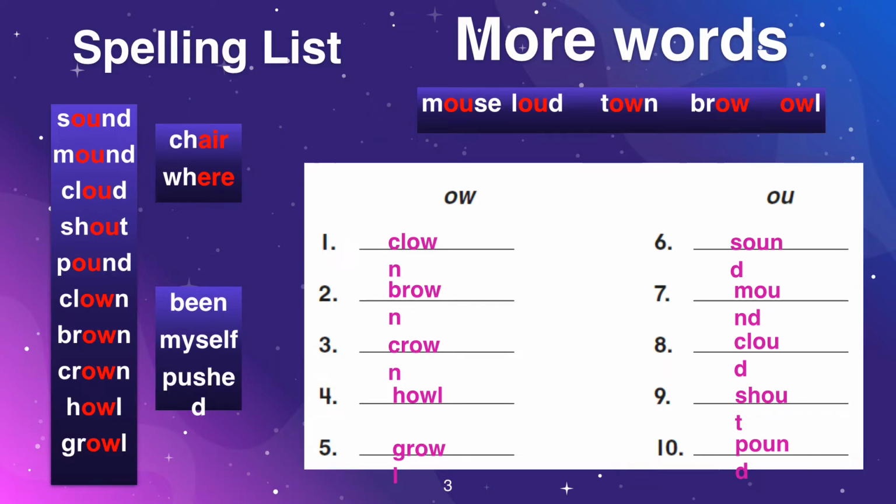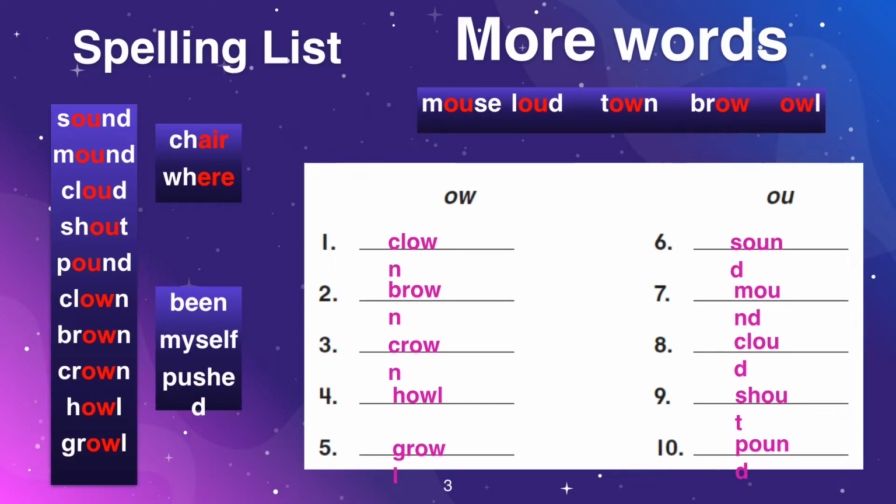Okay, so it's very important to know how to spell these words and to pronounce them and to identify where the diphthong is. As I said, the diphthong is two letters put together that make one sound, and I have them here highlighted in red. Some more words are mouse, loud, town, brow, owl. And here we have a little exercise where we have to put each diphthong in the row where it belongs. So in the OW, we see clown, brown, crown, howl, growl.